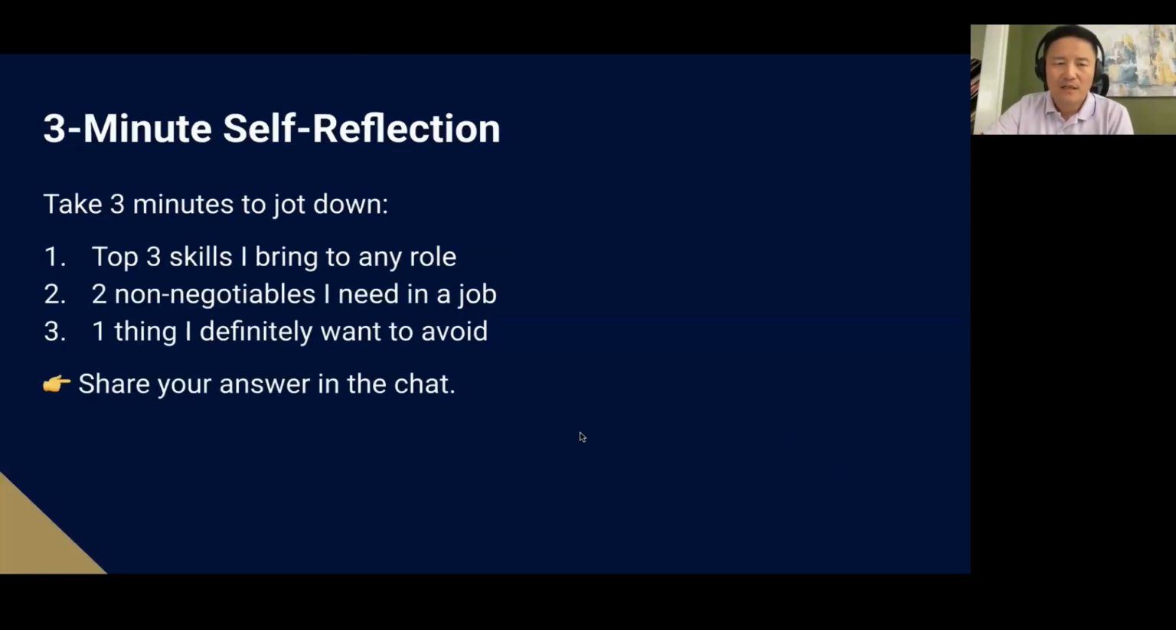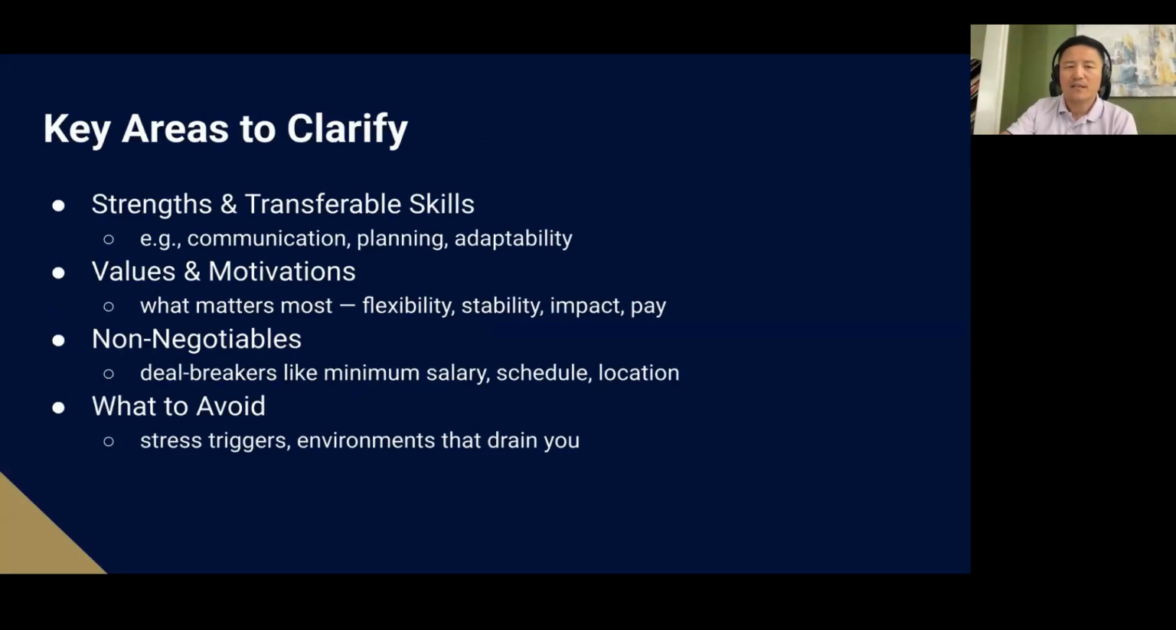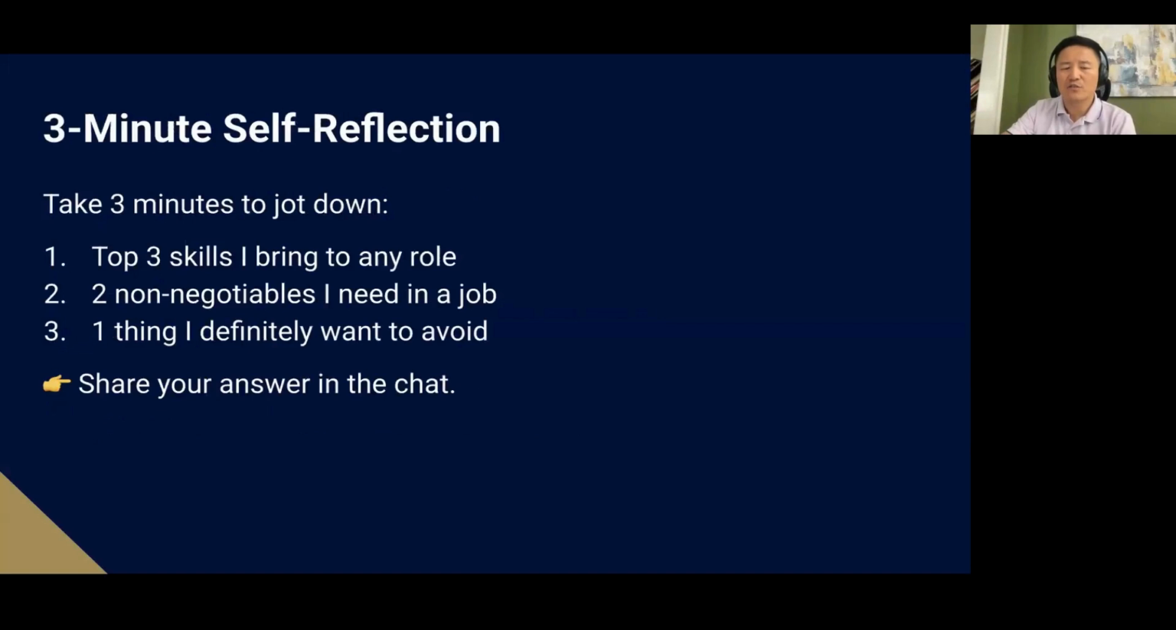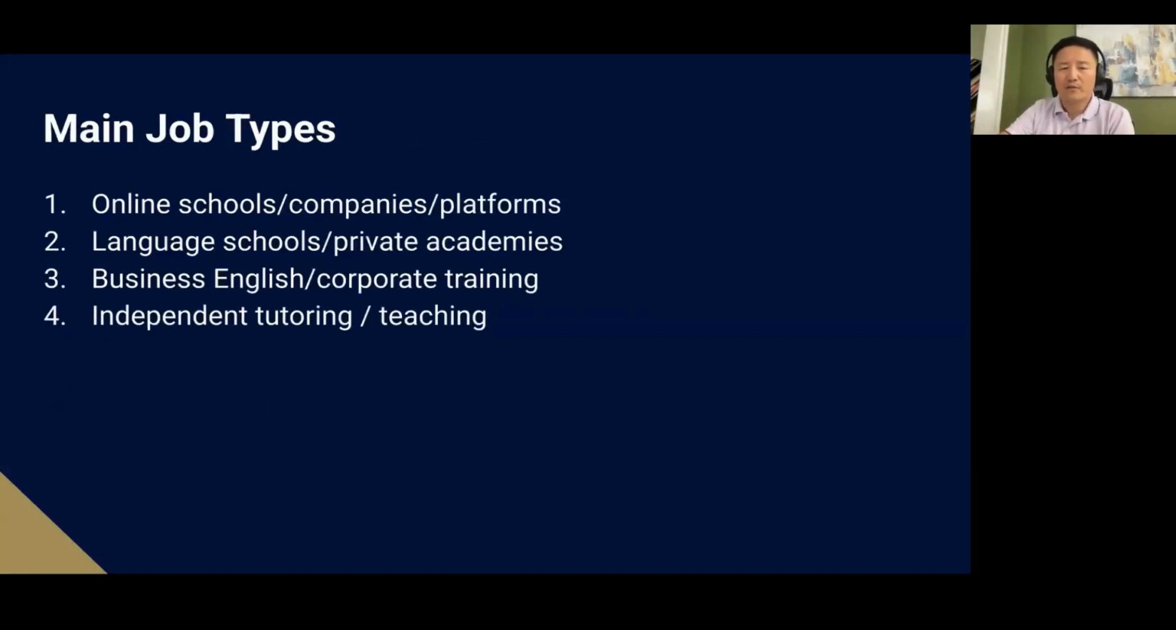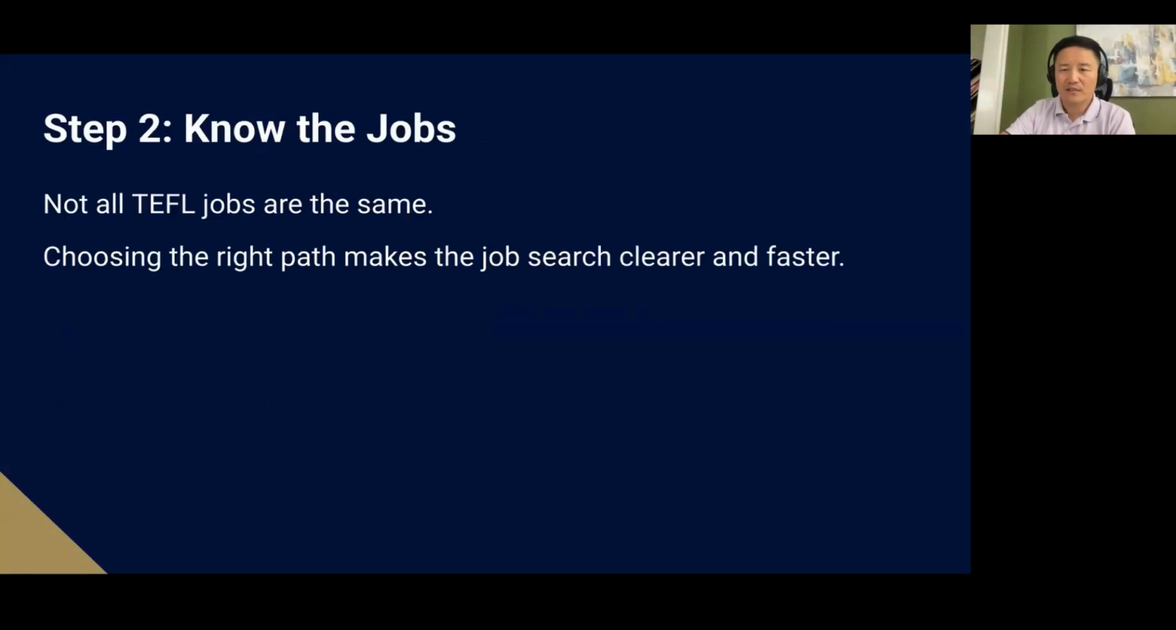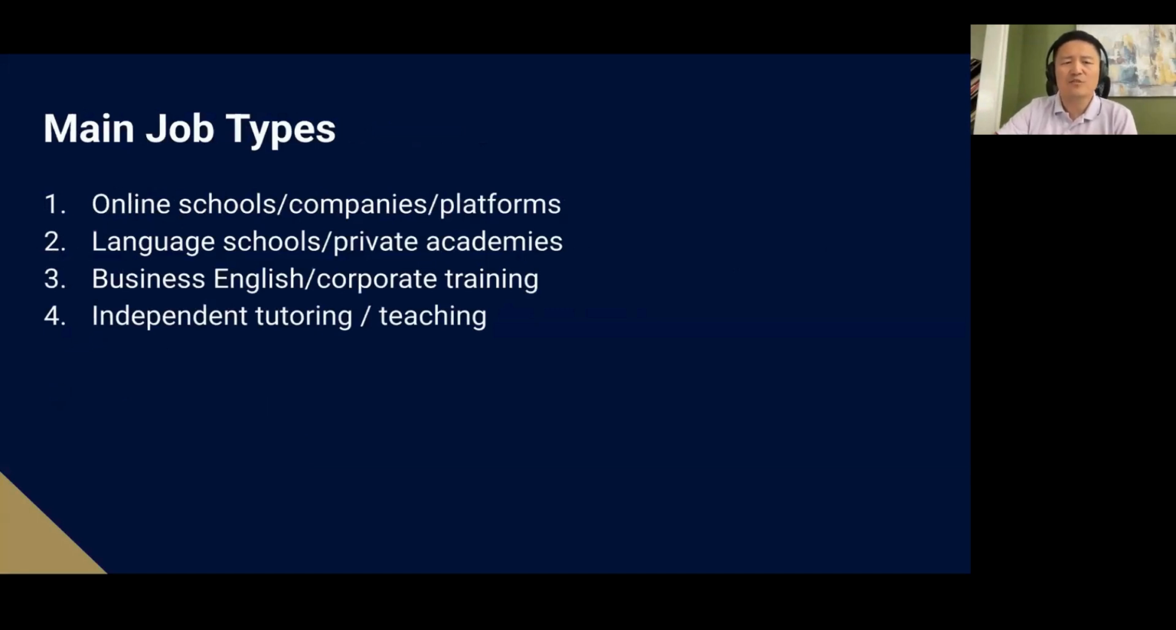All right, guys, so that's step one, right? There are going to be more questions you need to ask yourself to reflect, like what I said here: the skills, motivation, non-negotiables, what you want to avoid. Once you know that, it's going to be easier to get a direction. And step two will be know the jobs. Not all TEFL jobs are the same. Choosing the right path makes the job search clearer and faster, right? You know yourself, and then what are the options here, right? The jobs, and then you will be able to find the one that you think will better align with your preference, right?